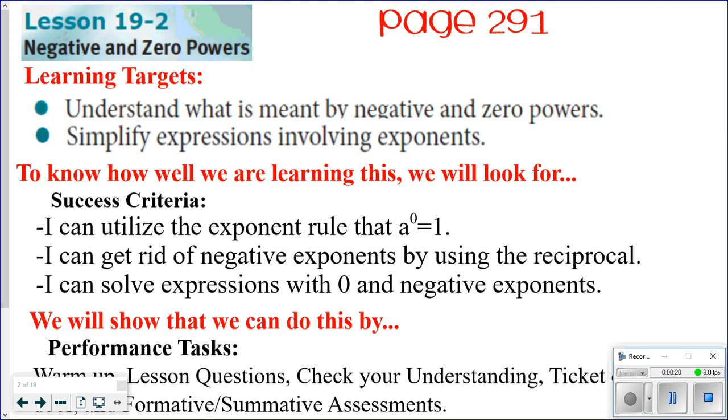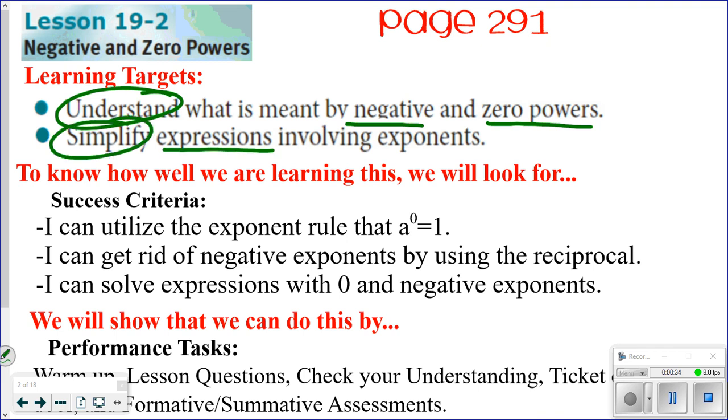So we're going to cover both of these rules. The first learning target is to understand what is meant by negative and zero powers. And we're going to simplify expressions or problems involving exponents.